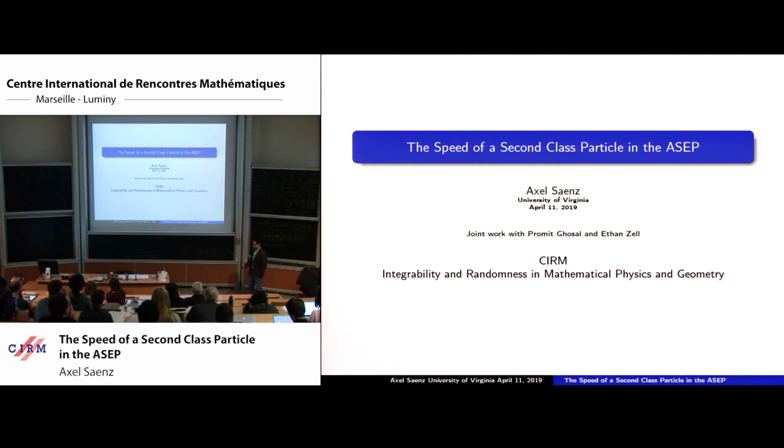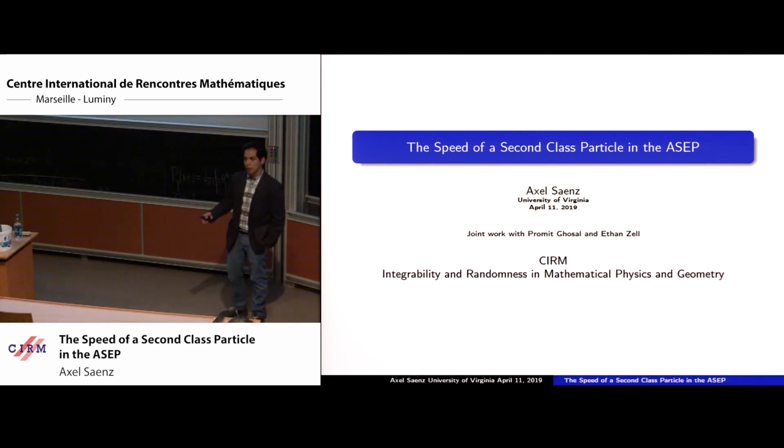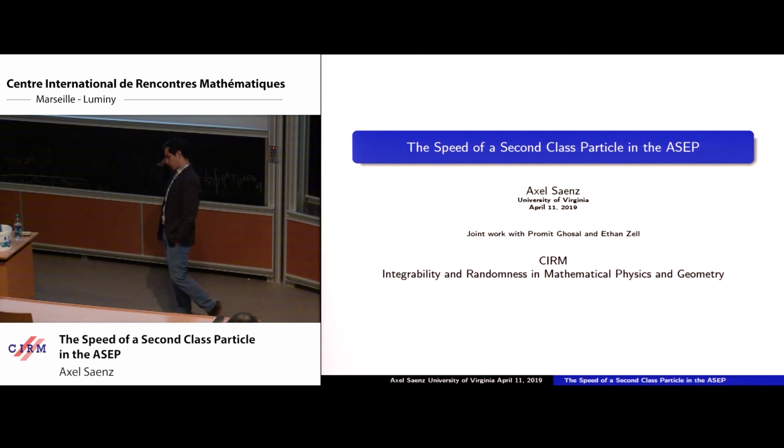This work is an application of Craig's formula for the block probabilities, and it's also somewhat of an interpretation of this formula through the Burger's equation. This is joint work, before I forget, with Pramit Gosal and Ethan Sell. Pramit is from Columbia, he's somewhere here in the audience. And Ethan is a graduate student at Virginia.